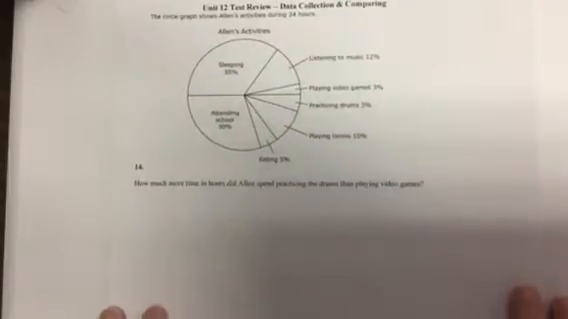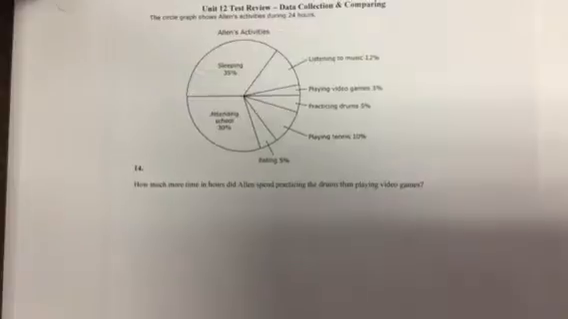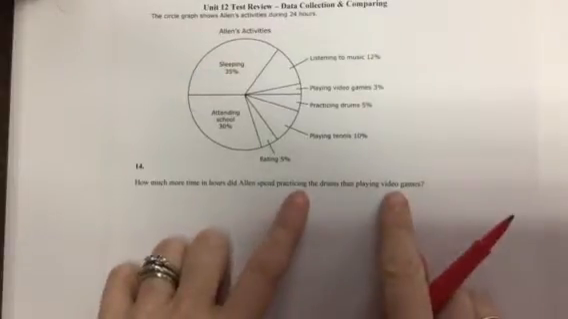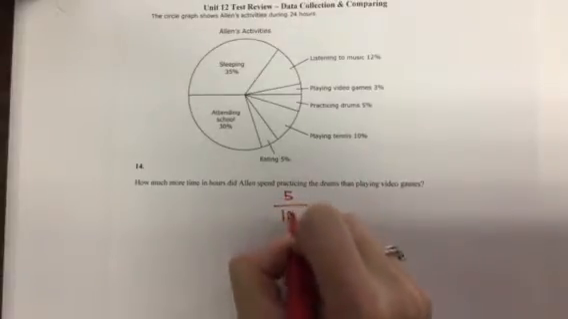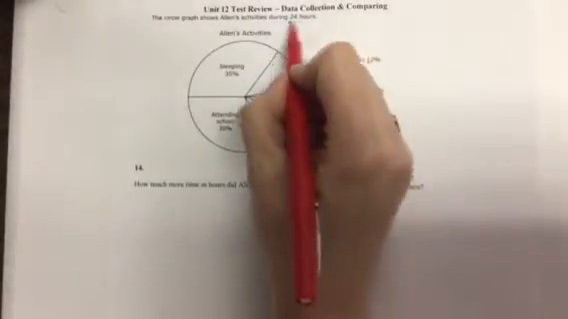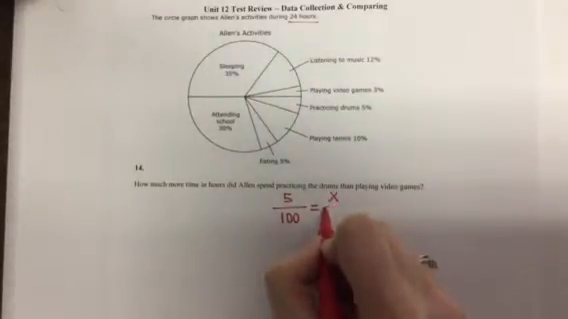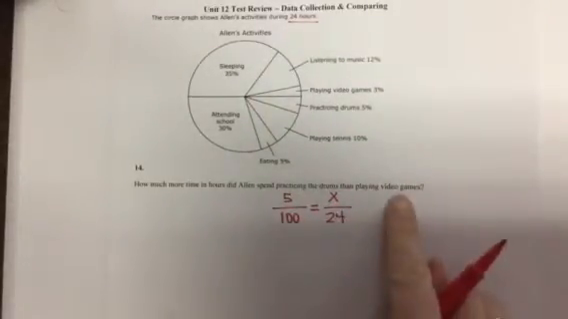And the last one we're going to look at is number 14. How much more time in hours did Alan spend practicing the drums than playing video games? You have a couple different options here. One of those options is to create two different proportions. So practicing the drums, I can see is 5%. Percent goes over 100. And I know right here that it's out of 24 hours, so X over 24. And then video games is 3%, percent over 100. And what would that be out of 24 hours?